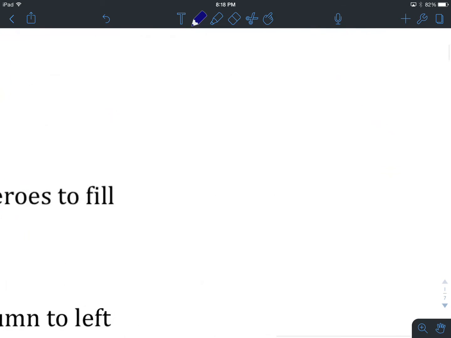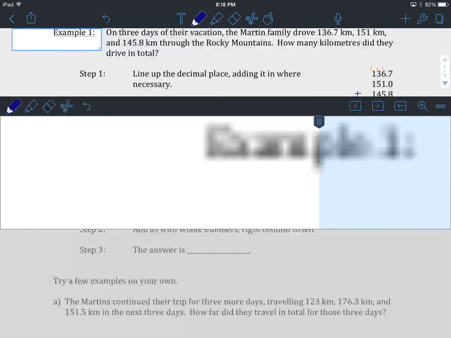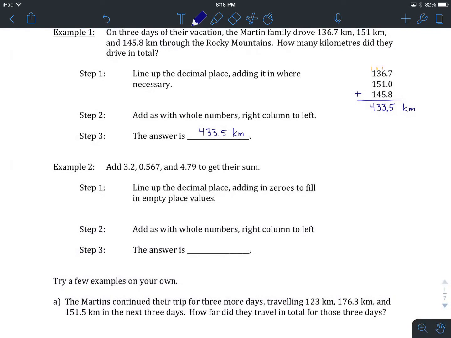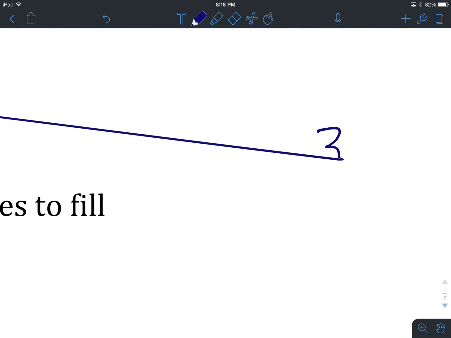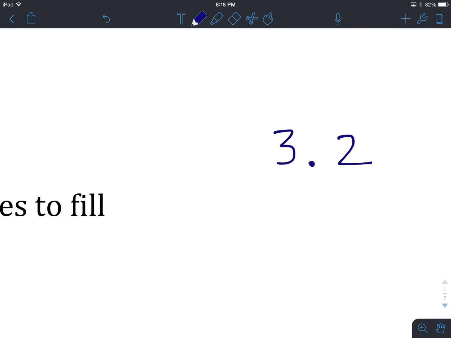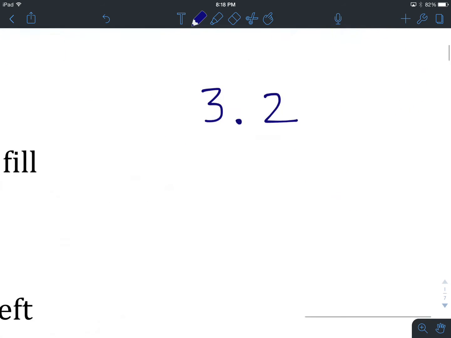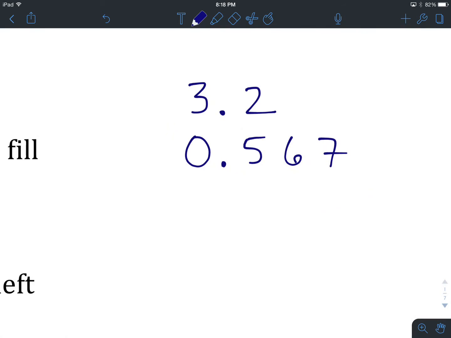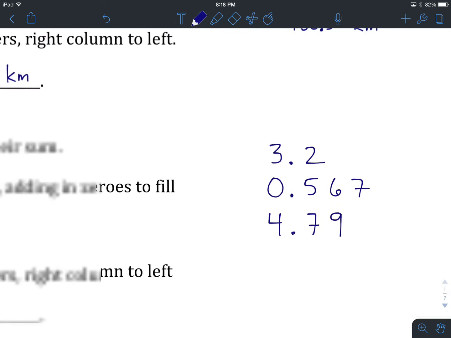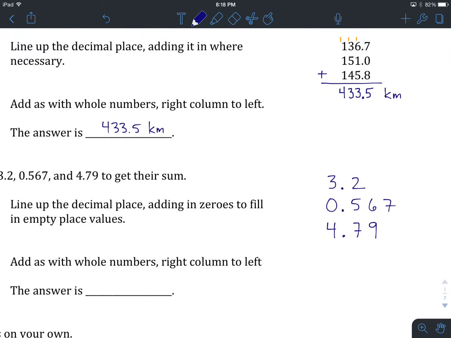We have 3.2. Let's jump over here. We have 3 decimal 2, so that's our first piece. Then 0 decimal 5, 6, 7, and last but not least 4 decimal 7, 9. So these are the numbers that we are going to be adding together. And you notice how there's some spaces, right? We have some spaces here, here, and here.